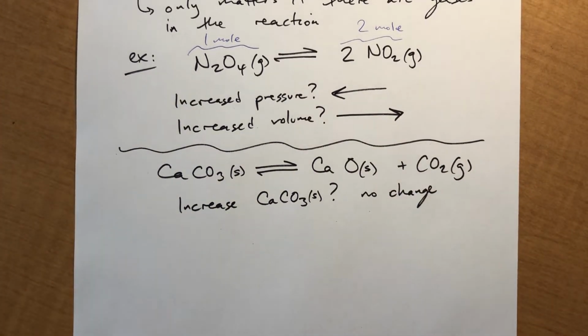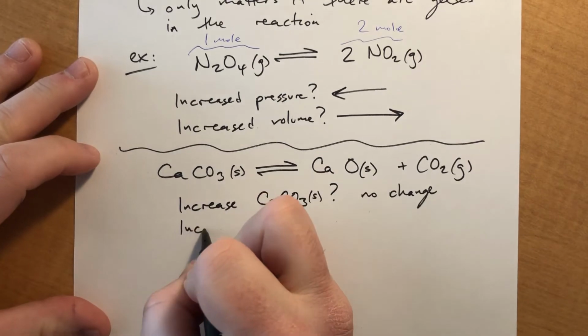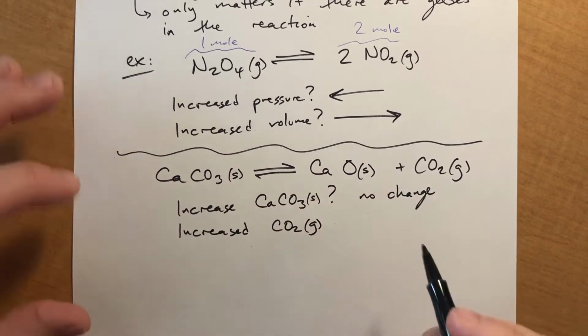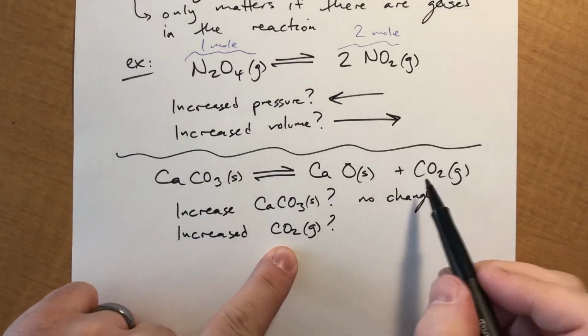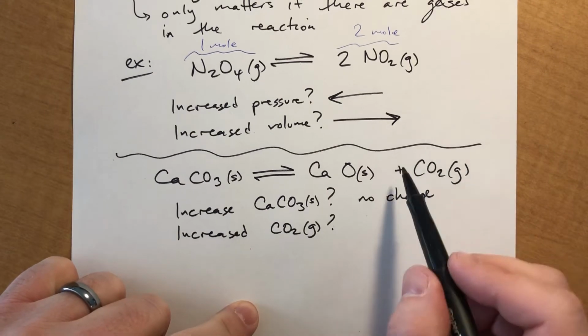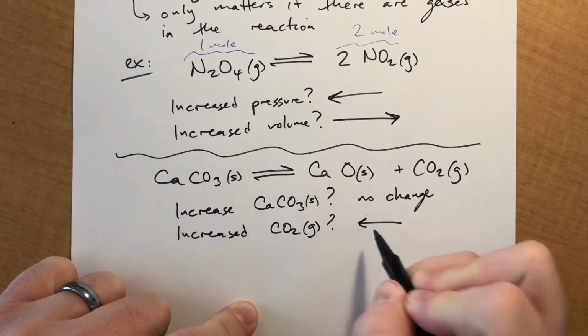Okay. If we increased the CO2, that actually is one of the ones that's part of the equilibrium constant because gases and aqueous things are. So you'll be increasing products, so it would shift to the left.